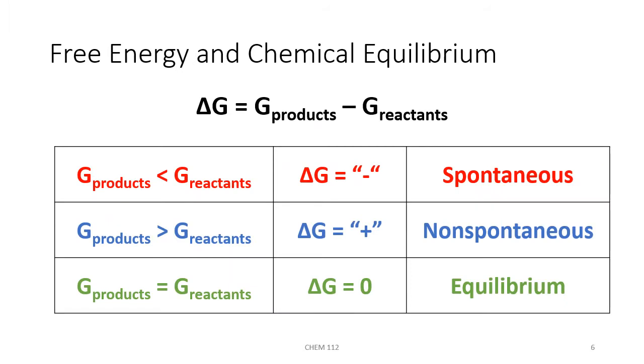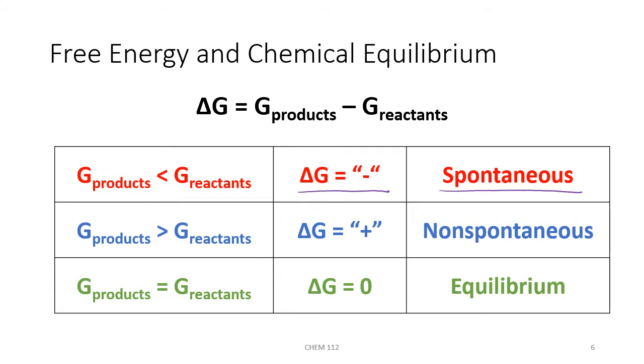Delta G, or the free energy change, is equal to the free energy of the products minus the free energy of the reactants. If the free energy of the products is less than the free energy of the reactants, then delta G will be a negative value, which indicates a reaction is spontaneous.